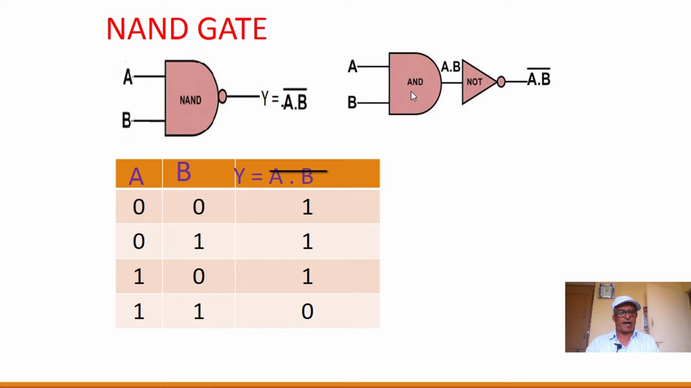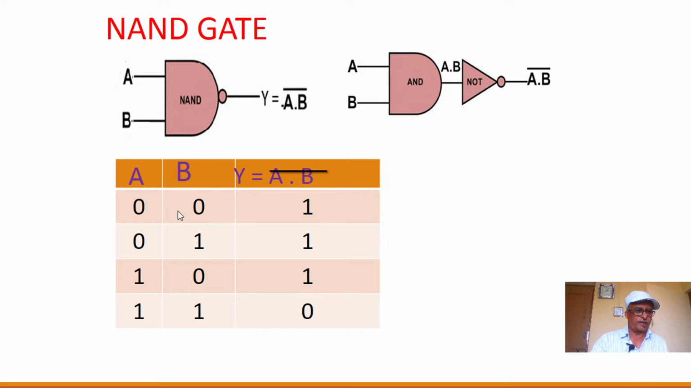The first gate is the AND gate having two inputs A and B. The output of the AND gate is A dot B. This A dot B is connected to the input of the NOT gate and is inverted, hence the final output Y is equal to A dot B bar, also called A dot B complement. This inverter in the symbol is represented by the circle on the output line.